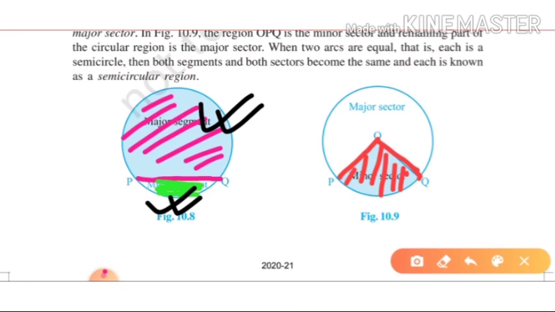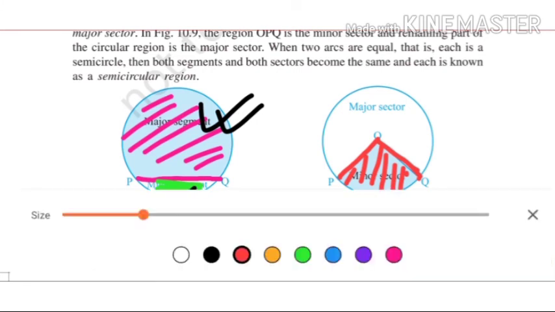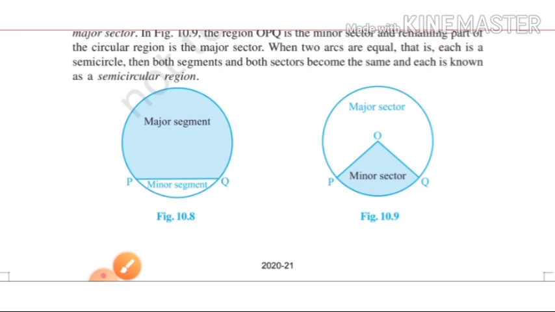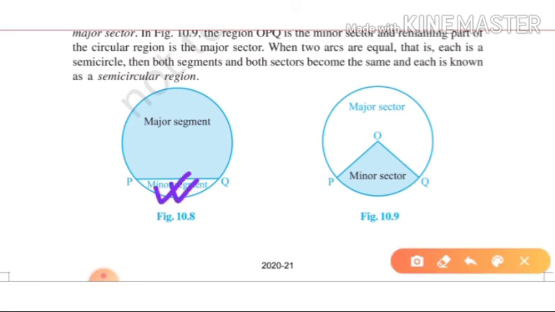The smaller sector is called the minor sector and the larger area is the major sector. Remember the difference between a segment and a sector. A segment is a part of the circle which is made by the chord of the circle, and a sector is a part of the circle which is made by two radii of a circle, plural form radii.